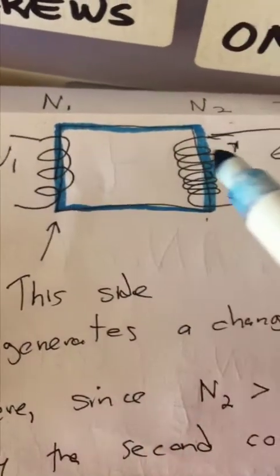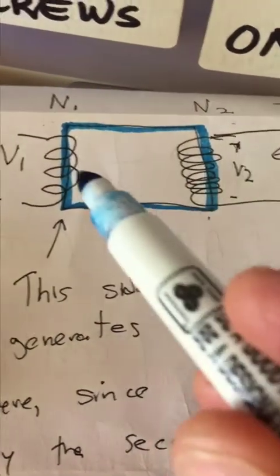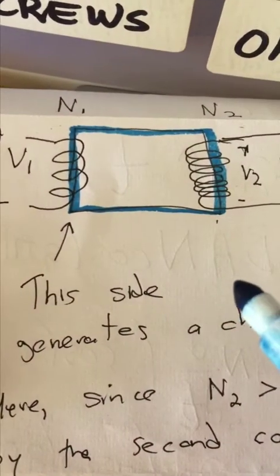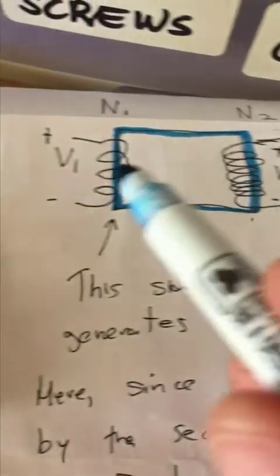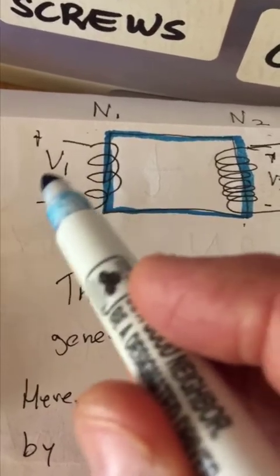Again, there's the primary, there's the secondary. Everything with a 2 is a secondary. Everything with a 1 is a primary. This is where your load is, and this is where your power supply is, your AC power supply.